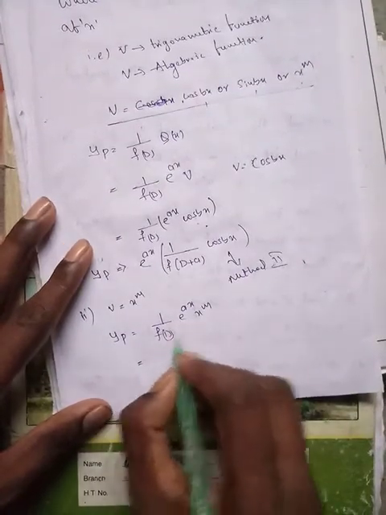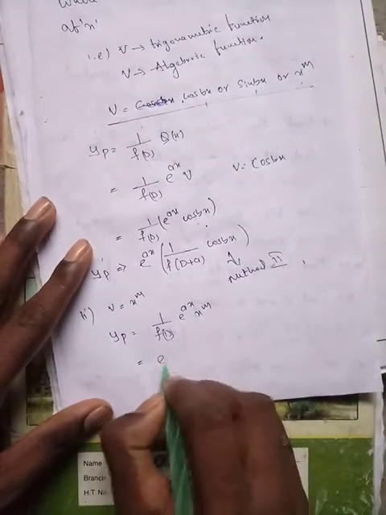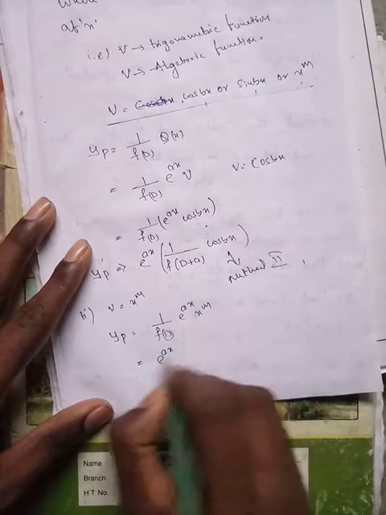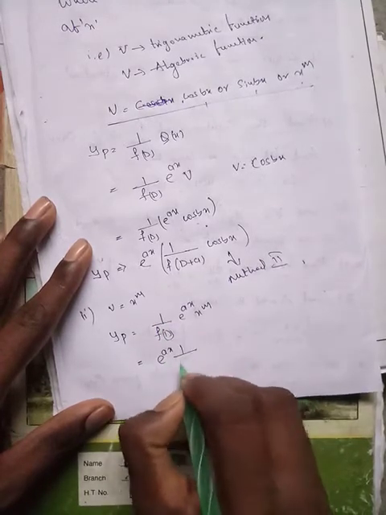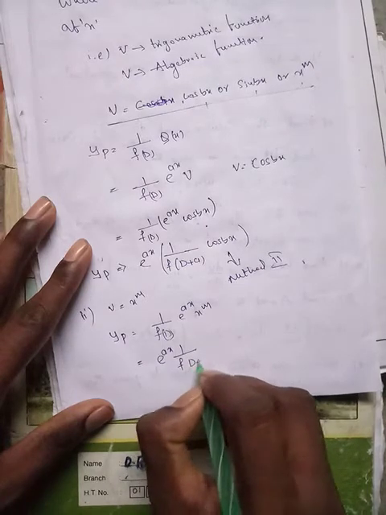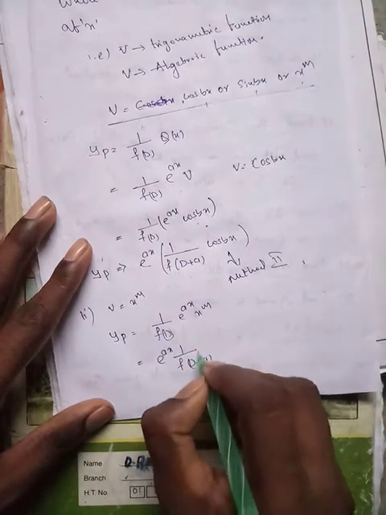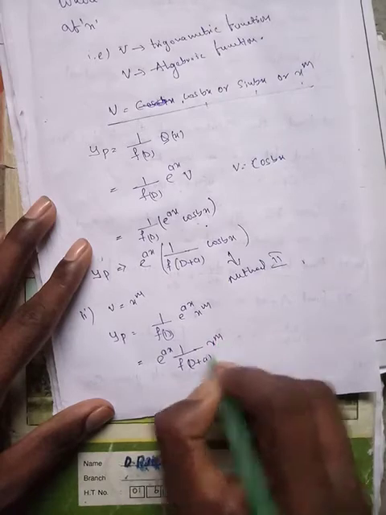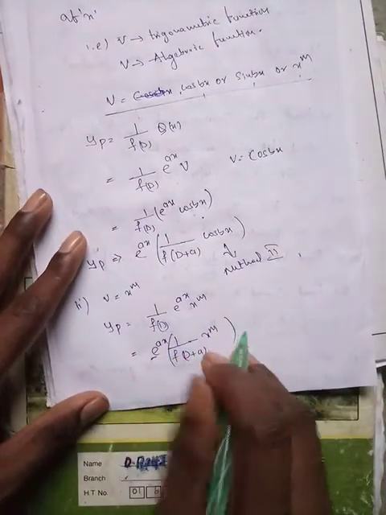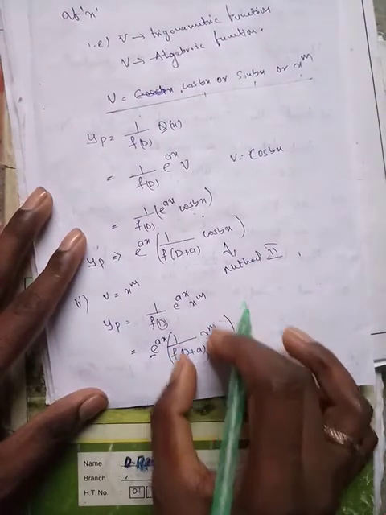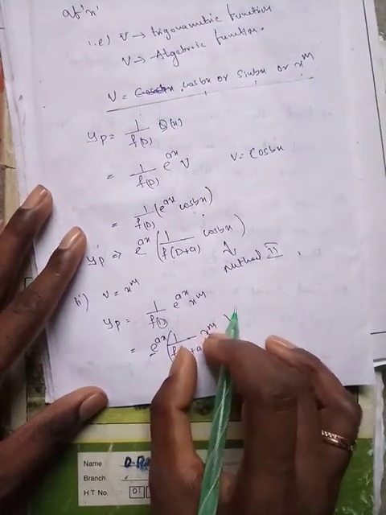So that means d is replaced by d plus a. Then e power ax, I am writing to the right side of this, 1 by f of d. So d becomes d plus a, right, into x power m. So that means here e power x role is over. Now we need to solve this only, right? We need to solve this only.